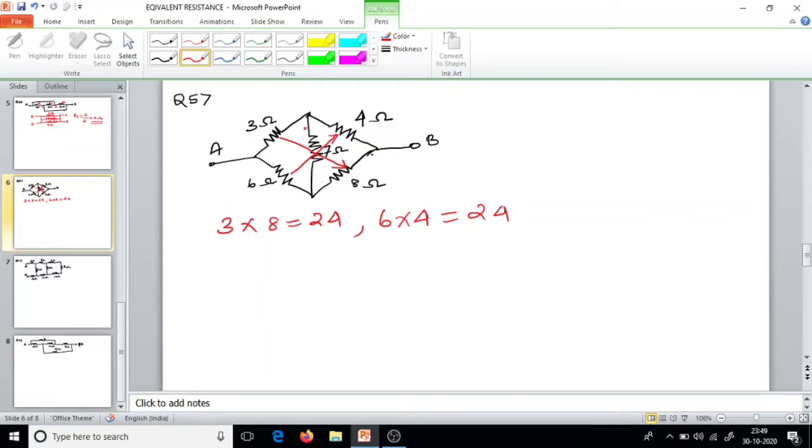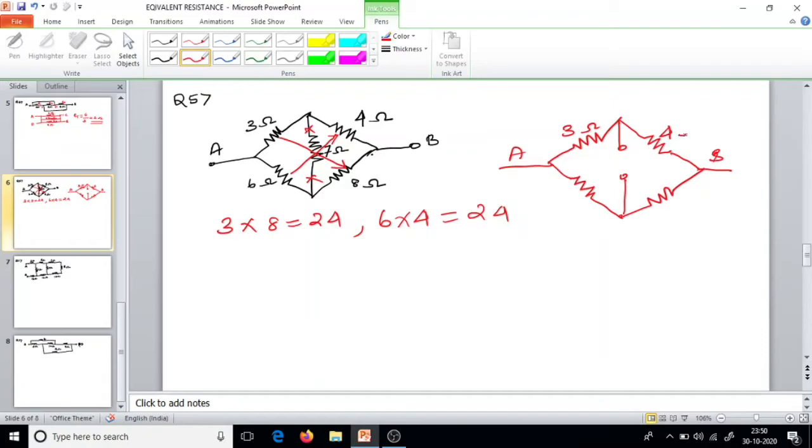In a balanced Wheatstone bridge, there is no current flow here. There is no current flow, so this can be removed. So we can rewrite the circuit as, in a balanced Wheatstone bridge, there is no current flow through this resistor, so that can be removed from the circuit. So now I can redraw the circuit like this. These two ends are open because it's a balanced Wheatstone bridge. Now we want the resistance between these two points, that is our A and B.